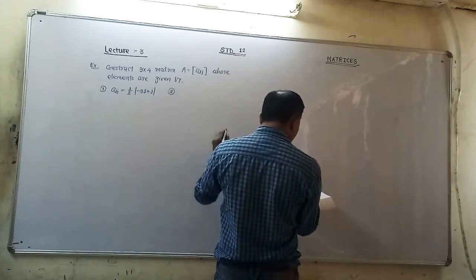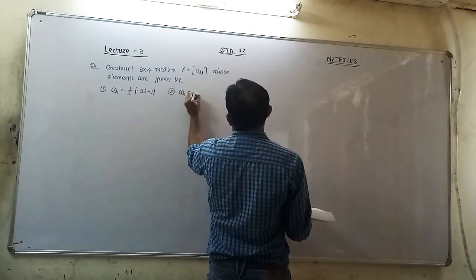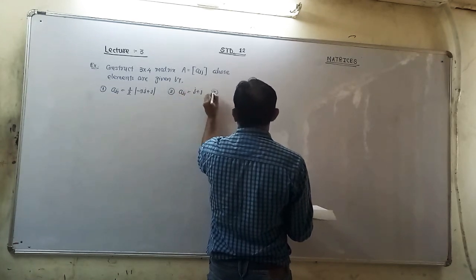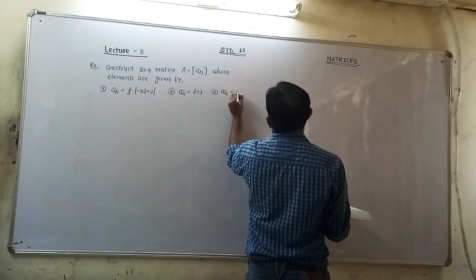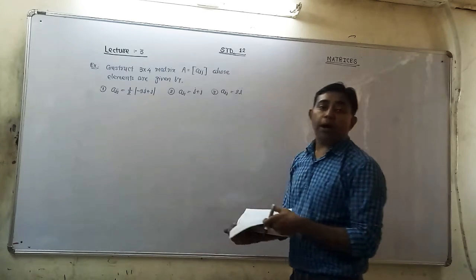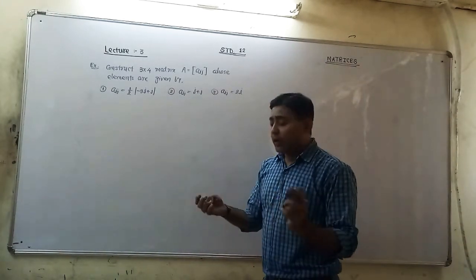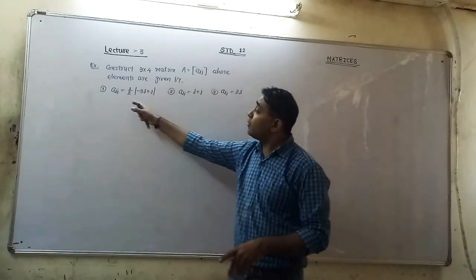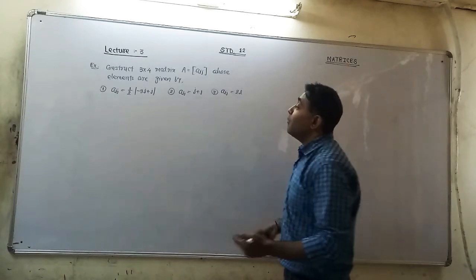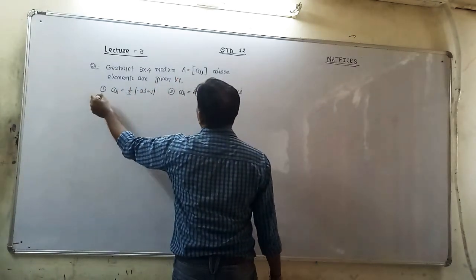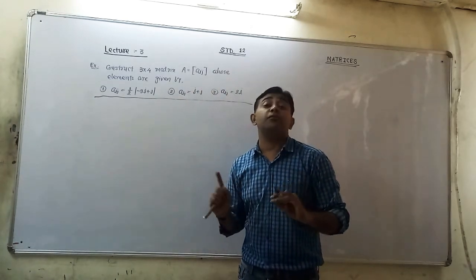Second, Aij is equals to i plus j, so it's very easy. And the third one, Aij is 2i. I think these two matrices you can arrange easily. So I am just solving this one, and the rest is homework once again. Because it is a 3 cross 4 matrix, we have to arrange it again. It's very easy, but 3 cross 4, so there are 12 elements to write.